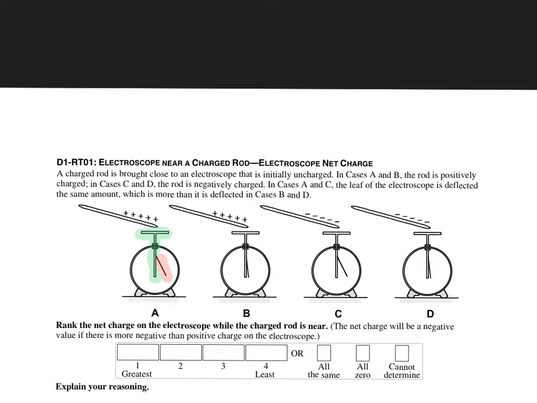In situation A, if I bring a positive electric field near to a conductor, something that has free electrons, I already answered the question, which charges move? The electrons, the negatives. And our electron's going to try to move towards the positive rod or away from it? Towards it, because unlike charges attract.